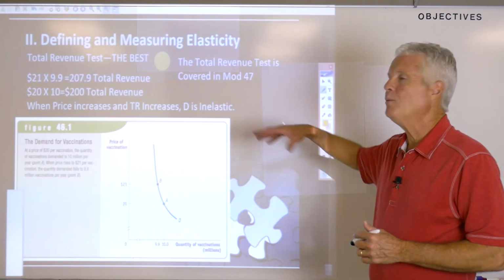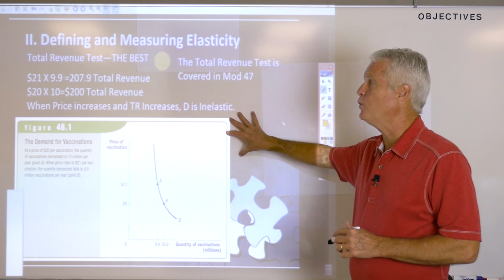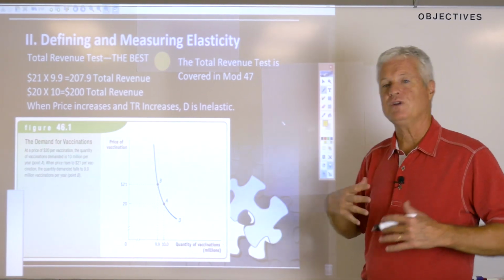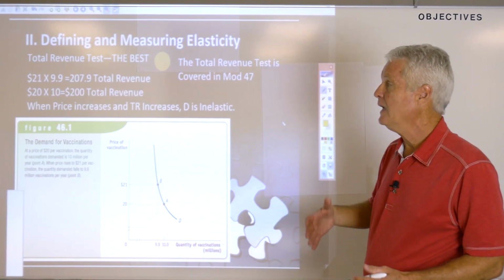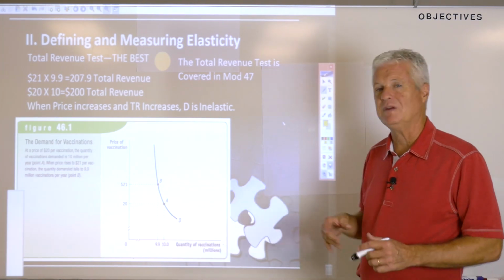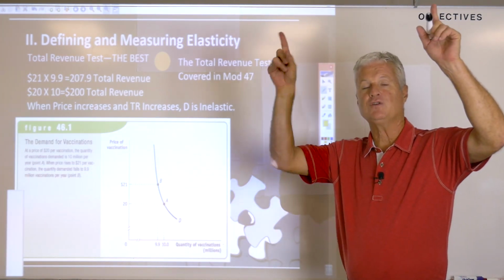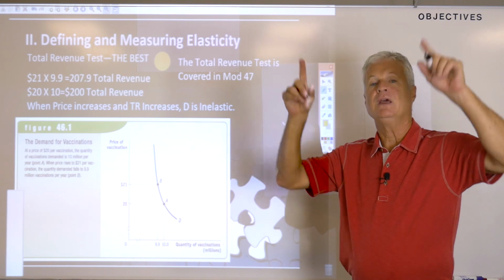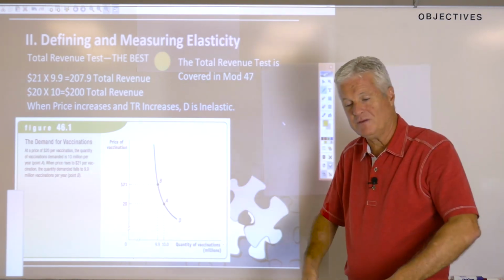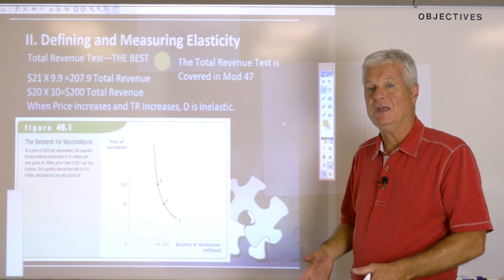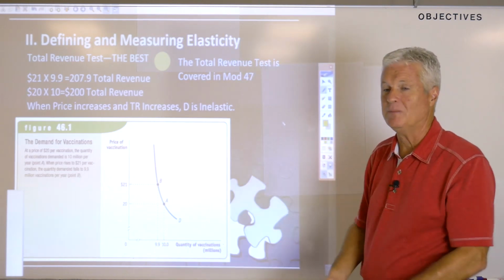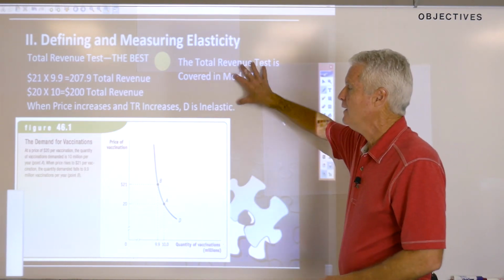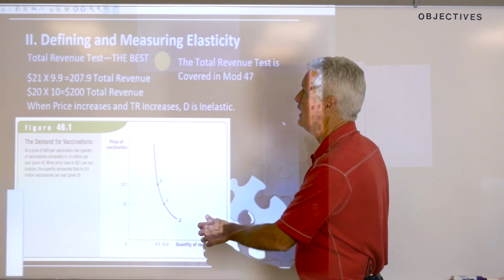Okay, now, one more thing. We're going to talk about this a little later, so we're not going to worry about it too much today, but there's something called a total revenue test. What it tells you is if both the price and your total revenue increase, then it's inelastic, or if the price and the total revenue decrease, it's inelastic. So if they both increase or both decrease, inelastic.